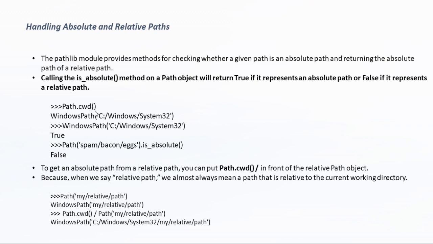Suppose you see here, I've got my current working directory as C, under that Windows, under that System32. For this path, I want to check whether it is an absolute path or a relative path. If it's an absolute path, it should start from the root folder. How do you do that in the Python script? Just put dot is_absolute. It is returning False. So that means this is not an absolute path. It's a relative path. Similarly, if you want to check whether it's a relative path, just put dot is_relative.